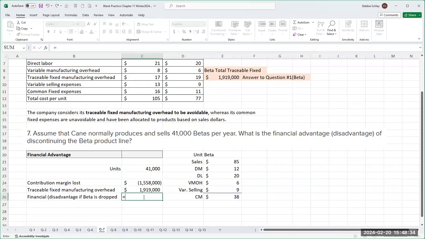And then I equal sum those two numbers and find out, is it an advantage or a disadvantage? Well, now it is an advantage of 361,000. Okay.